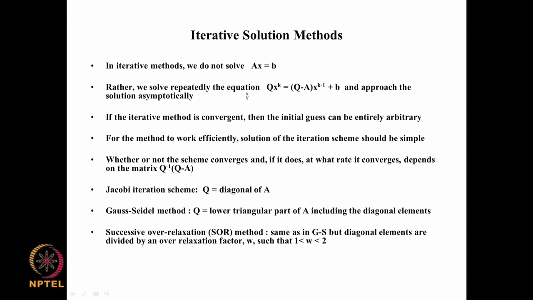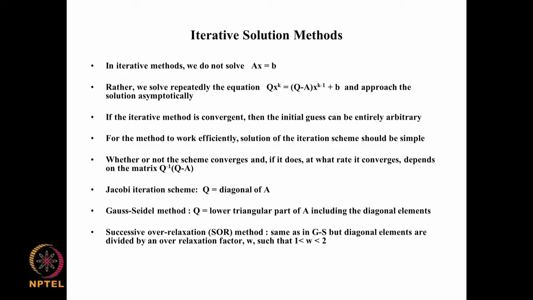In seeking an iterative solution like this, obviously we want this to be convergent. That is the first condition that this method should satisfy for it to work, and secondly it should be easy to solve because we are solving it many times, and thirdly it should converge fast. Even though it is easy to solve, if it takes a huge number of iterations to converge, then the overall computational time becomes very large. And finally, finding Q should not be expensive from a computational point of view.